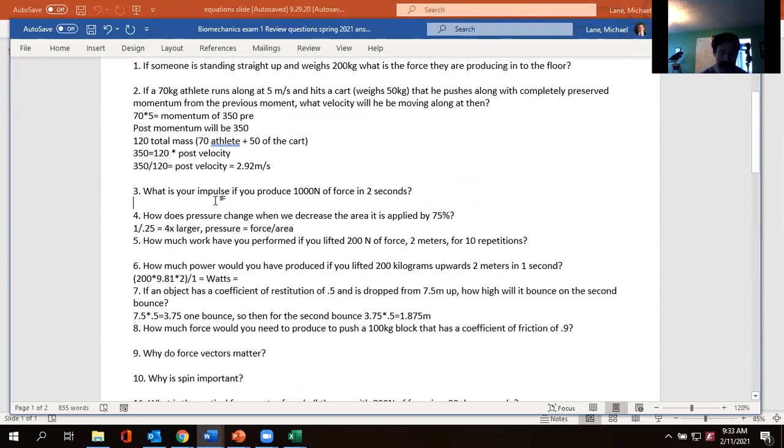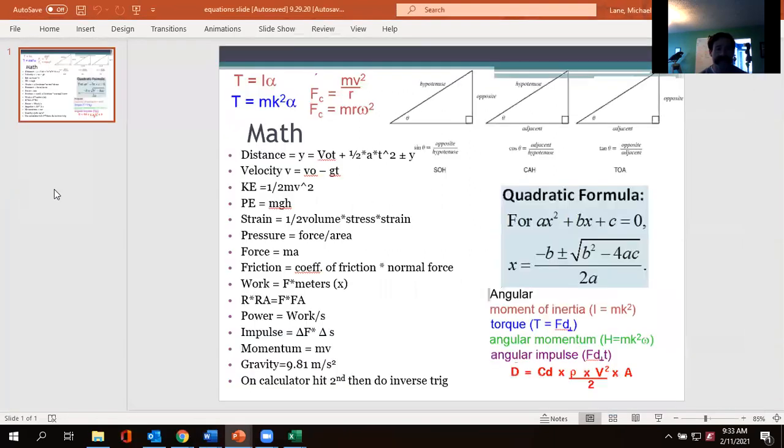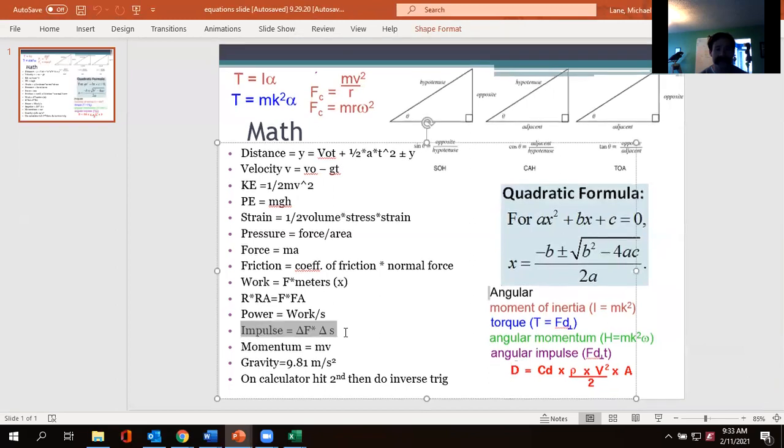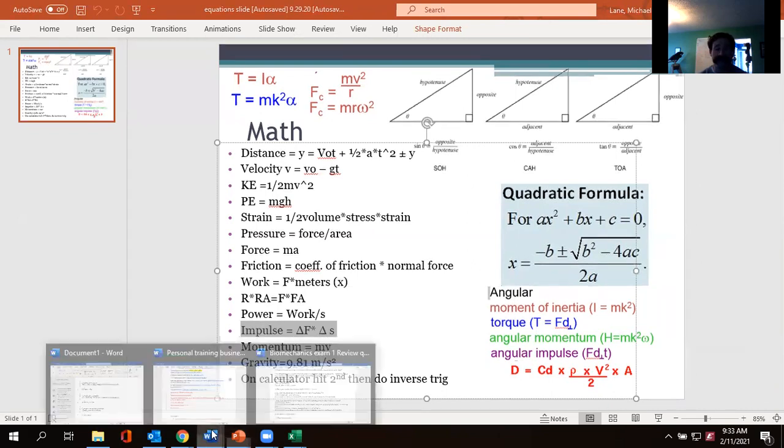Okay. Now, once again, let's come over here. 1,000 newtons of force, 2 seconds. Impulse equals force multiplied by the change in time. So it's 1,000 times 2, so it's 2,000.